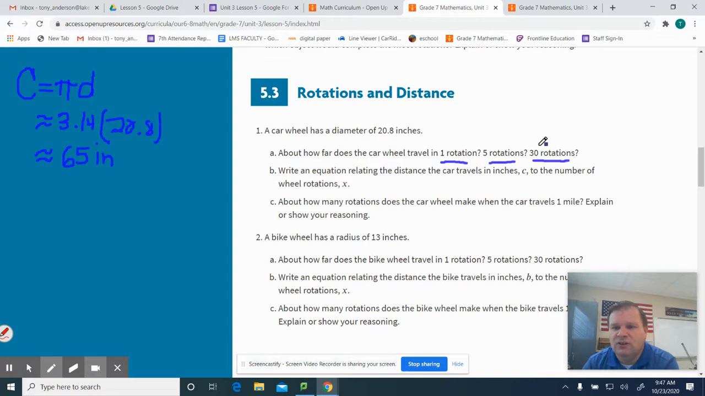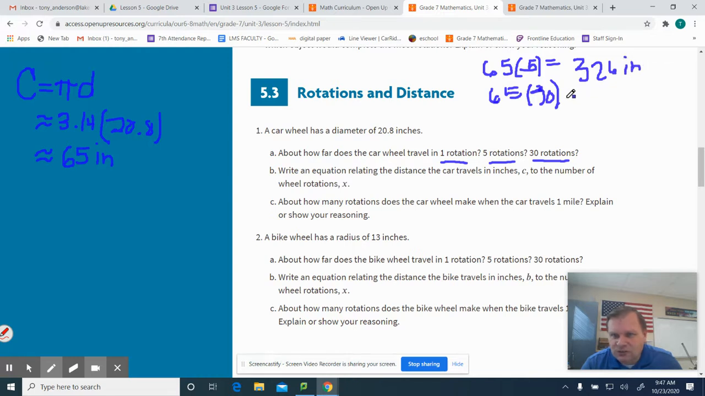So how far will it travel in 5 rotations? How far will it travel in 30 rotations? In order to get those, we have to multiply that distance in one rotation times 5. We have to multiply that distance for the last one times 30. Okay? Now, I left my decimals in the calculator, so my numbers may be a little off, but this is going to be somewhere around 326 inches is how far that tire will travel in 5 rotations.